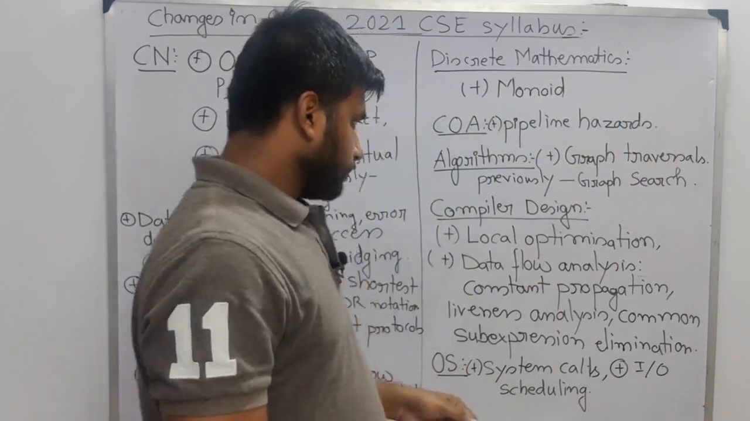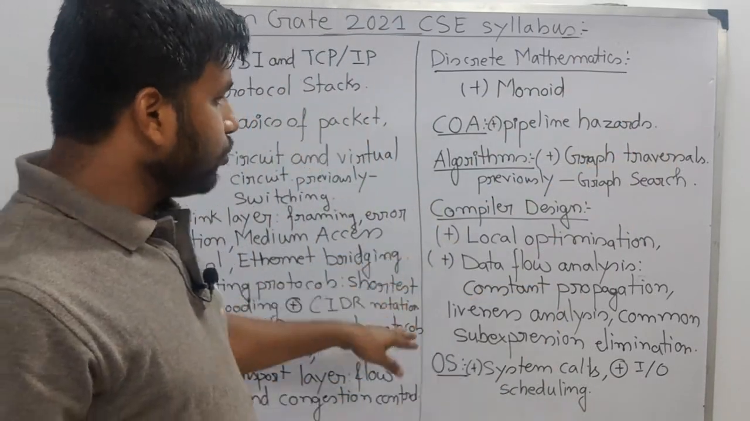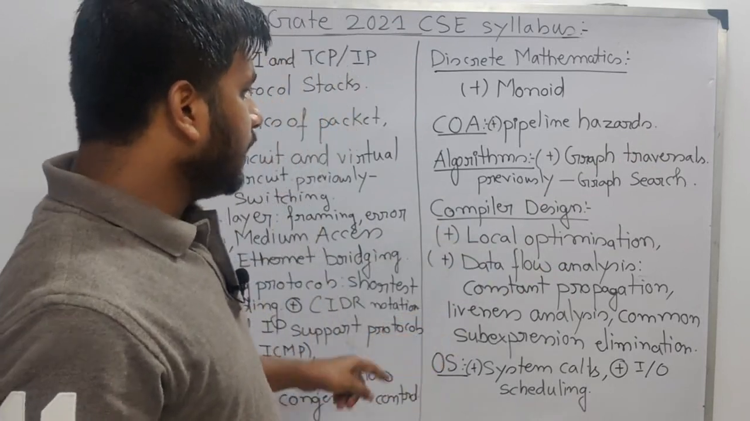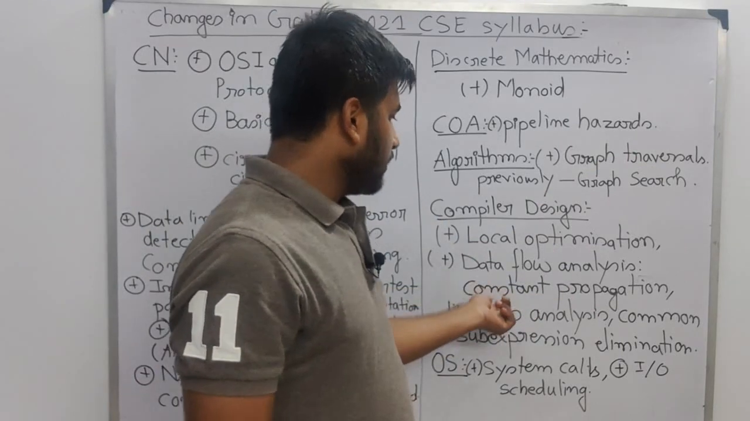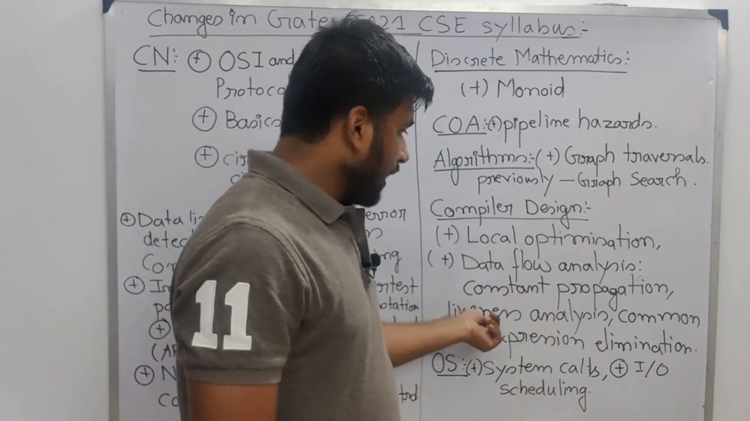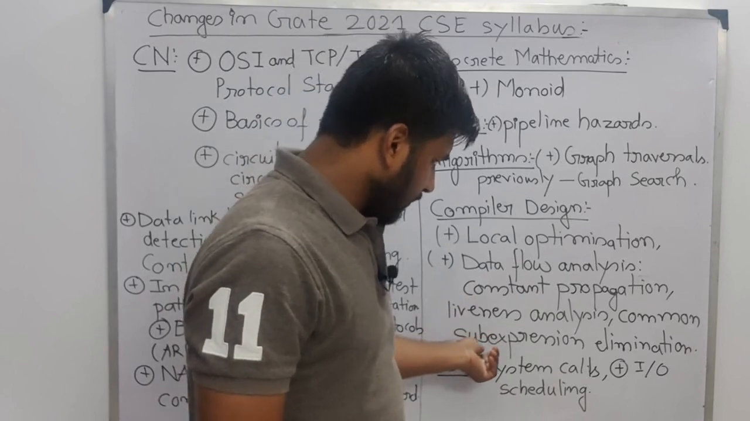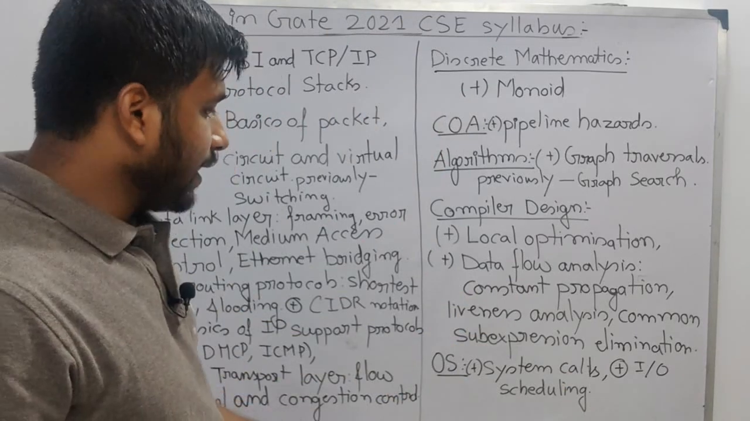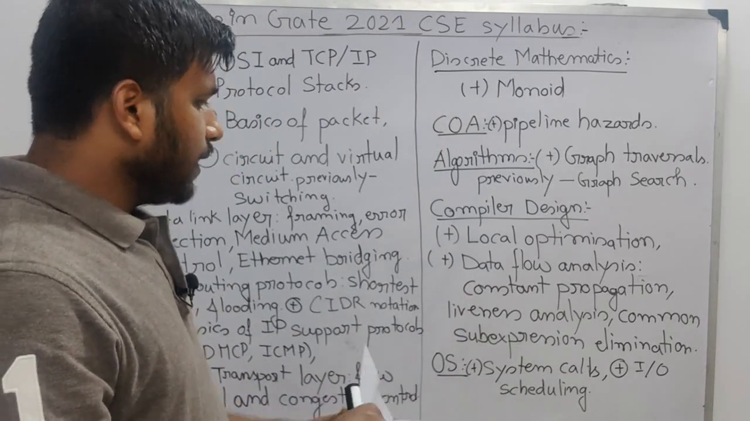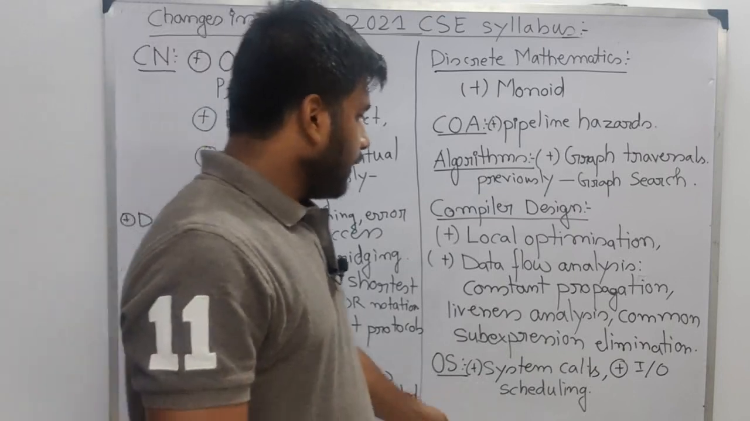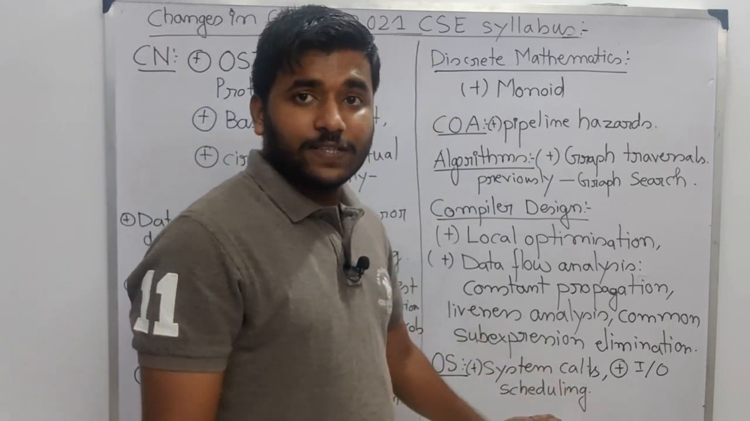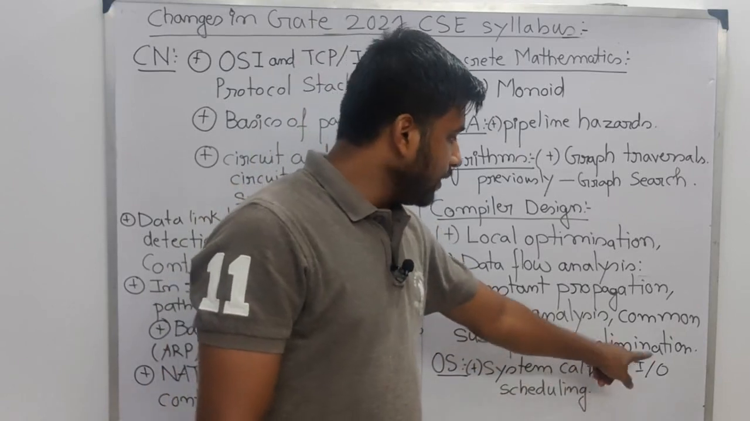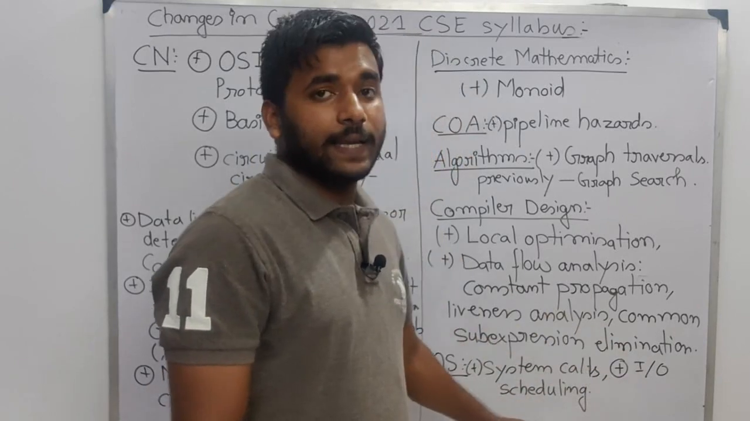Now in compiler design they have added more topics: local optimization, and data flow analysis, in that constant propagation, liveness analysis, and common sub-expression elimination. In OS they have added system call. Previously OS had only CPU scheduling. Now it has both CPU scheduling as well as IO scheduling.